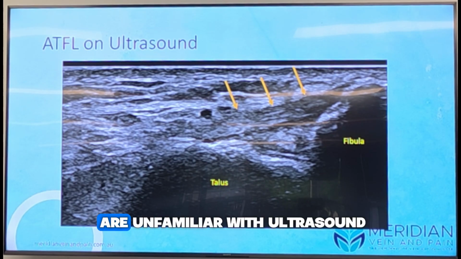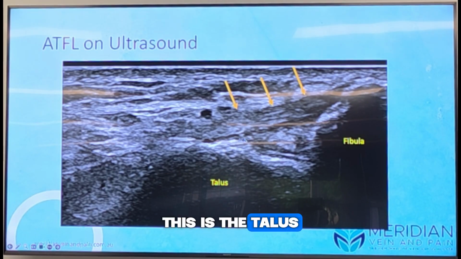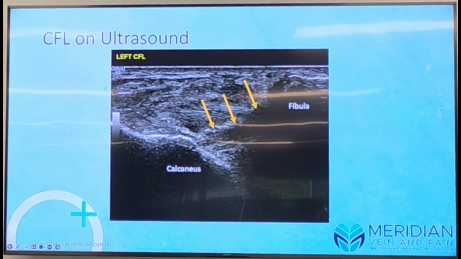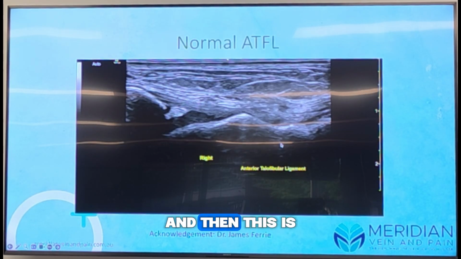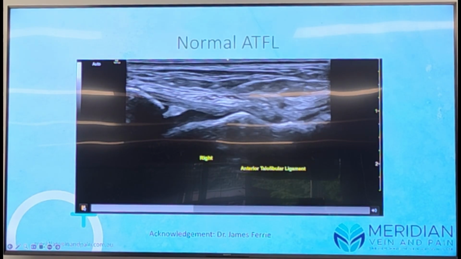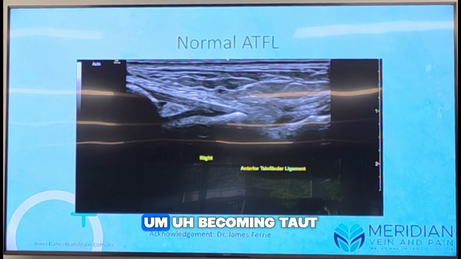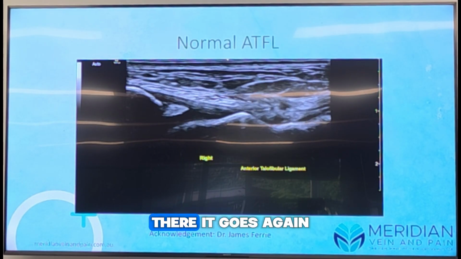For those who are unfamiliar with ultrasound, this is the ligament. It's got a fibrillation, which is really nice. This is the fibula, this is the talus, so this is the ATFL. The CFL on ultrasound is between the fibula and calcaneus, and you can see it really nicely. And then this is a normal ATFL. Thank you, James. You can see it nicely becoming taut as you dynamically assess it. There it goes again.